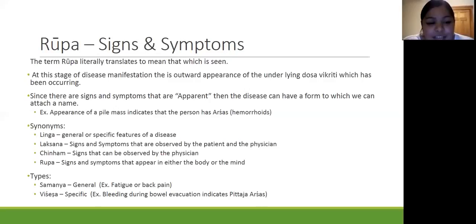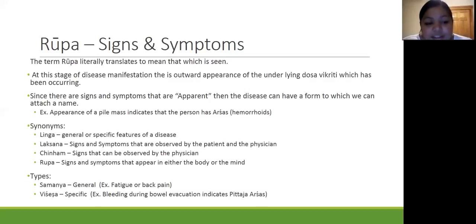Okay, so the last is rupa, which is, again, signs and symptoms that appear either in the body or in the mind. So these are all different layers or different nuances of looking at the symptomology or signs and symptoms of a specific disease.